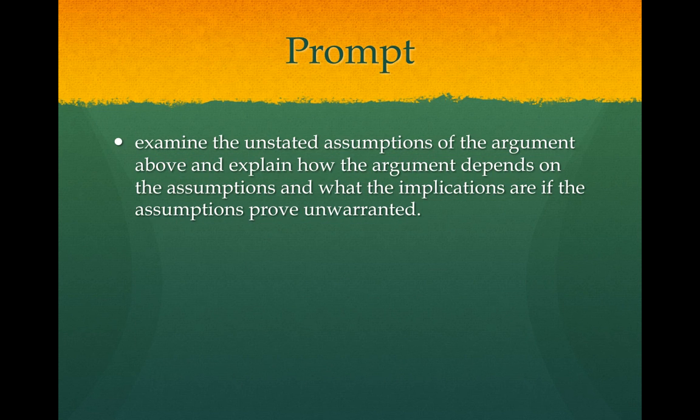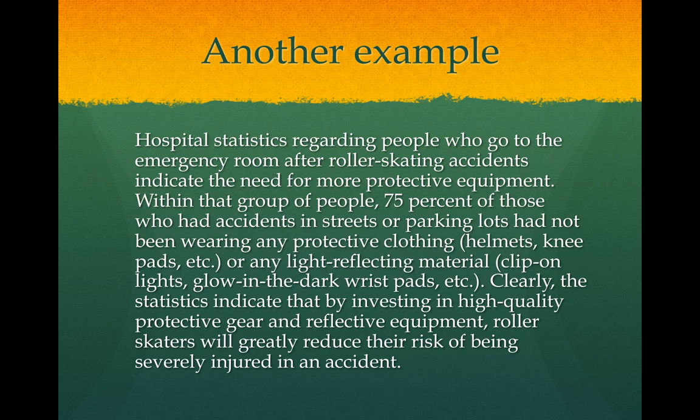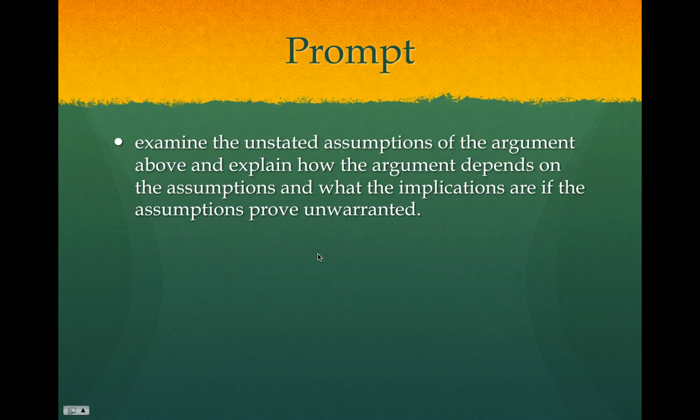And so what you're being asked to do is examine the unstated assumptions of the argument above and explain how the argument depends on the assumptions and what the implications are if the assumptions prove unwarranted. I don't think it's a stretch to say this is a little more complicated than the other prompt. First, you have to understand what's going on here, but second, you need to understand these words: unstated assumption, argument, and unwarranted. That's something I traditionally go through in a 1-2-1 class, but I want to reiterate it here so that you can familiarize yourself with this terminology.